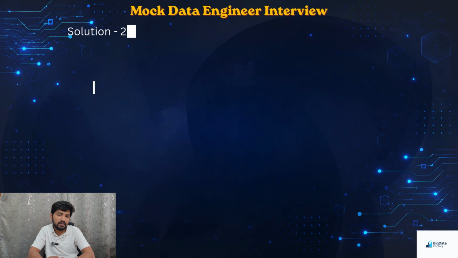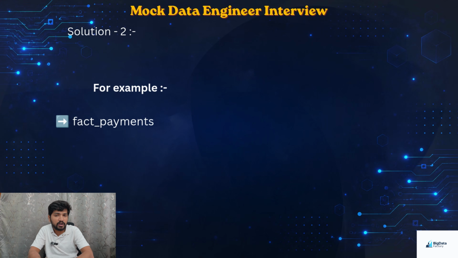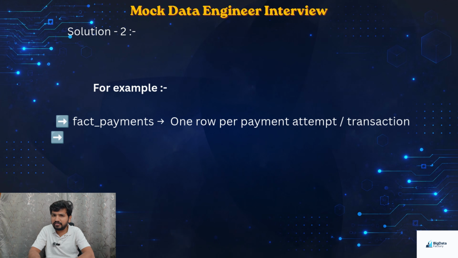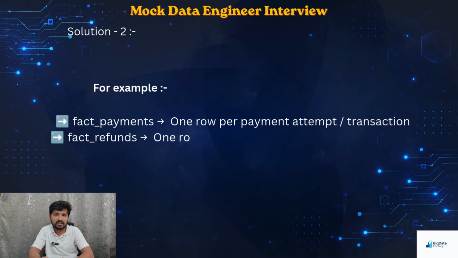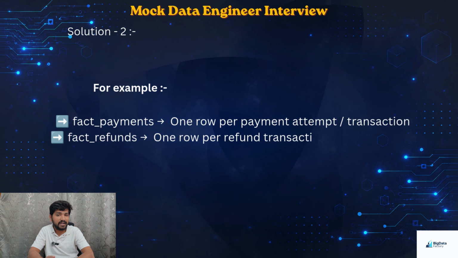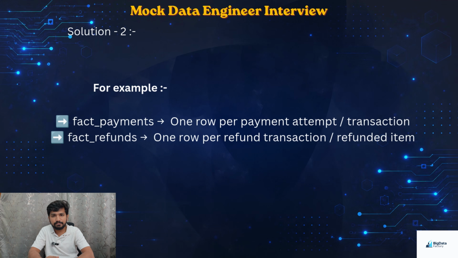If we join all of those raw records directly, we can create a many-to-many join and accidentally multiply the revenue. So I would normally model payment separately. For example, fact payments with one row per payment attempt or payment transaction, and fact refunds with one row per refund transaction or refunded item depending on the reporting requirement.